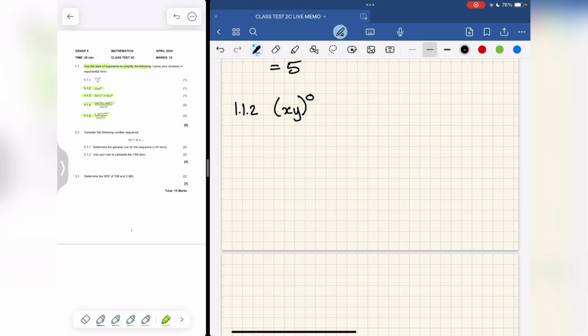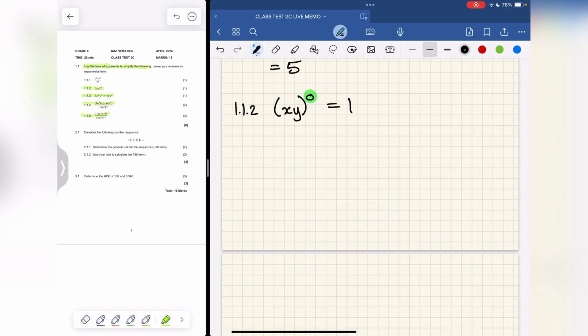1.1.2, we have xy in brackets raised to the power of 0. Now, if you look at this bracket or this power, everything inside the bracket is being raised to the power of 0. So that means everything in the bracket raised to the power of 0 will simply be equal to 1. And that's your answer.